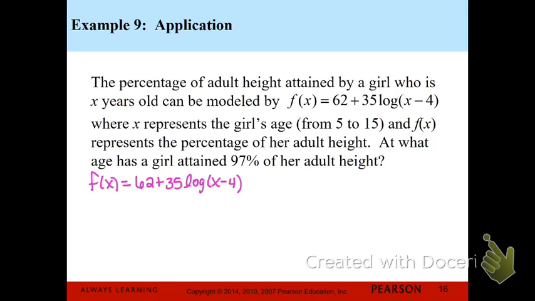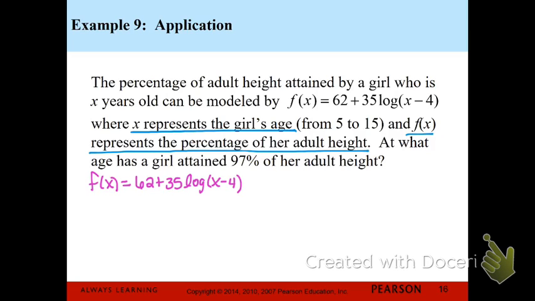What does F of X represent? I don't want numbers. I want to know what it represents. Percentage of her adult height. All right, it represents a percentage of her adult height. That means F of X is going to be a percent, 97%. What does X represent? Years. The girl's age, and it's going to be a number from 5 to 15.